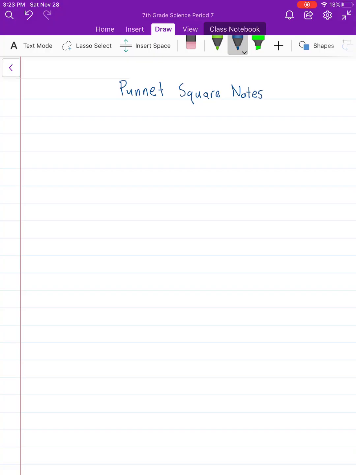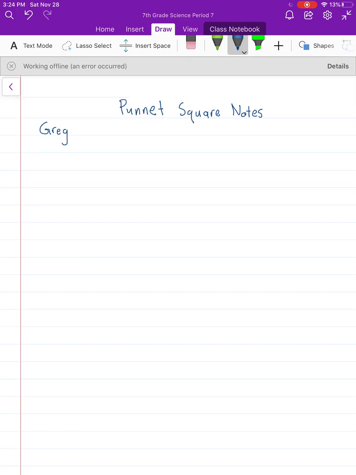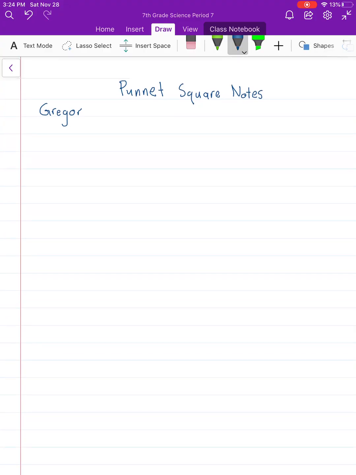Additionally, you probably want to pause the video and get a purple colored pencil and a green colored pencil. So just to follow up on what we learned from our first basic genetics notes, go ahead and write this down: Gregor Mendel is the father of genetics. That's right, he's the father of genetics.